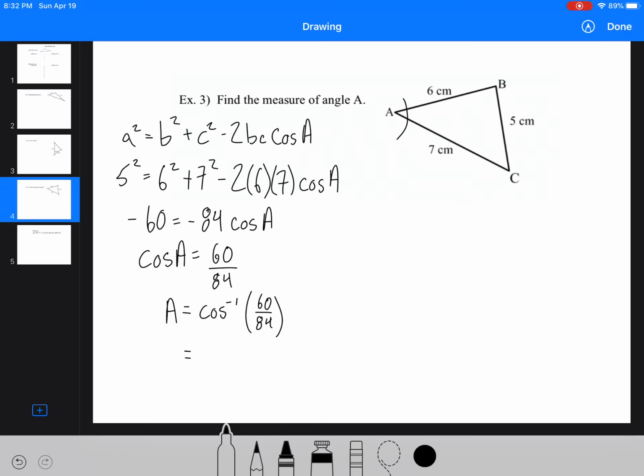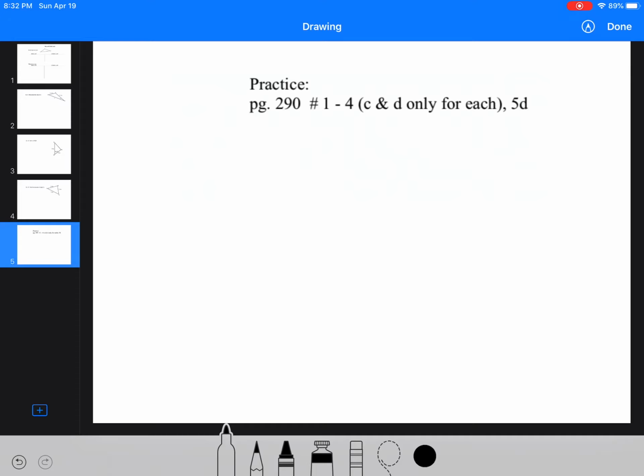So it's not actually that hard to rearrange. You can use that other formula if you memorize it, but the rearrangement of this is not really that difficult. We get 44 degrees here.